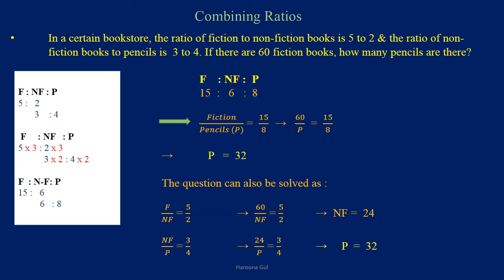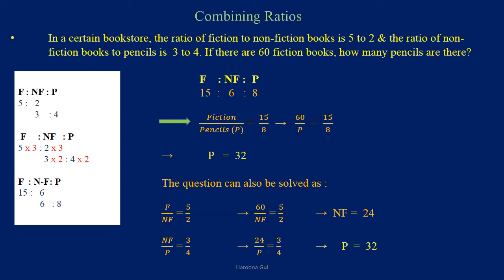Now fiction over pencils is equal to 15 over 8. The number of fiction books is already mentioned in the question, that is 60. So 60 divided by pencils is equal to 15 over 8. That is the ratio of fiction to pencils, right? And if we cross multiply it, we're going to get 32 as our answer. That is the number of pencils.